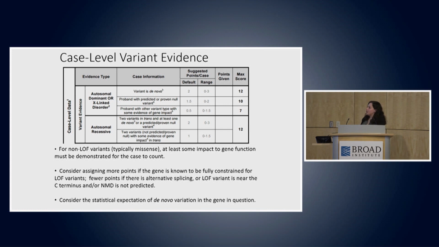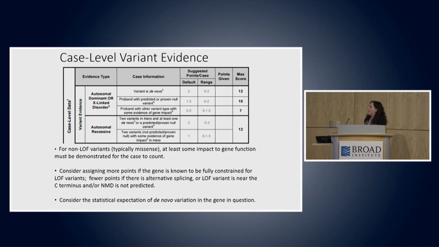And so this is a zoomed in version of the case level data. So we have it split out for autosomal dominant X-linked versus autosomal recessive. De novo variants receiving the highest amount of points. We have a suggested default point range for each type of variant, and I should say it's a case. And this is why inheritance is important. For autosomal recessive, you have to have 2 variants, and they have to be convincingly proven to you that they're in trans. So you're scoring a case. You're not necessarily scoring a variant. You're scoring a person. So the highest amount of points for autosomal dominant or X-linked is a de novo variant.